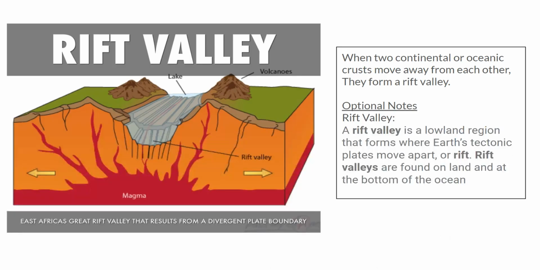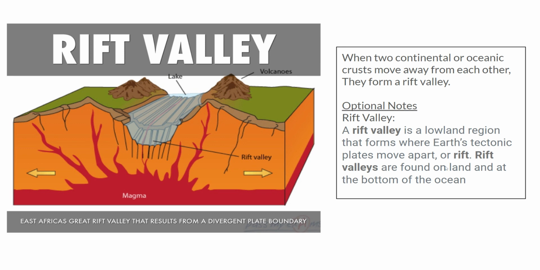So, what happens when two plates move away from each other? The first thing we're going to form is a rift valley. A rift valley is a lowland region, as you can see here, that forms where Earth's tectonic plates move apart or away from each other. This is something we also call rifting. That's another word for it.